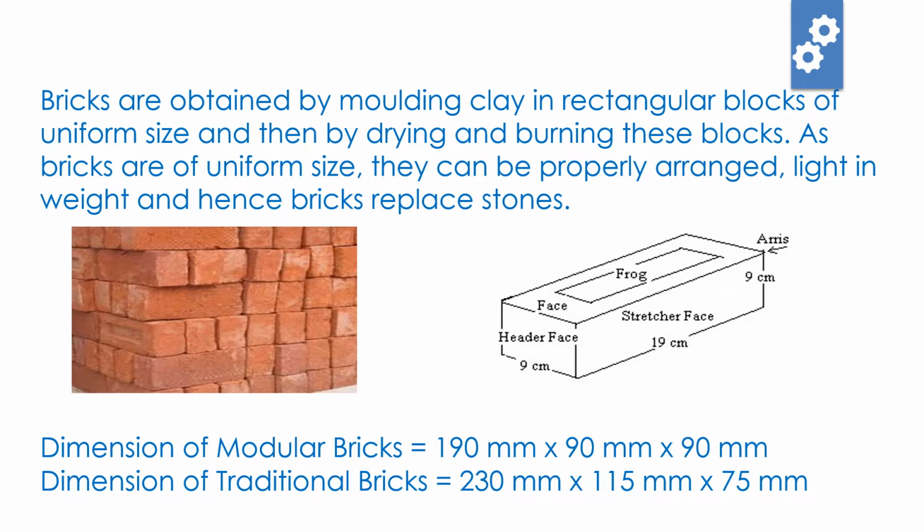Another important thing about a brick is that a brick has a depression on the top of it. It is called a frog. This is very important. Sometimes interviewers ask in interviews also, what is a frog? So the frog is the depression on the top of a brick. The purpose of the frog is to contain the mortar to get the cohesion between two bricks. So this is the purpose of the frog.